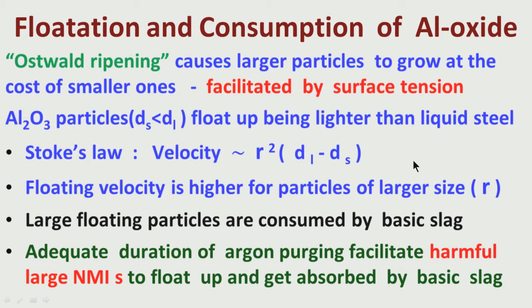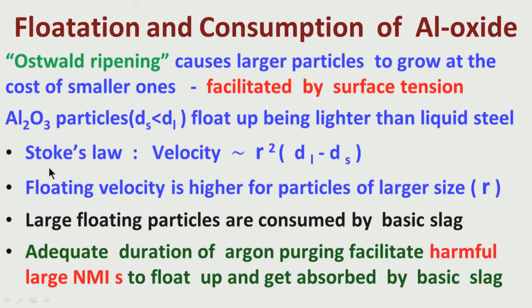So, we know that larger particles will rise faster and go to the top, and finally, if you give adequate duration during argon purging or other secondary refining processes, these harmful large NMIs will float up. Now, we have to recall what I told at the beginning: these large-size NMIs are really harmful. So, fortunately, if these large particles are in liquid steel, they will float up faster.